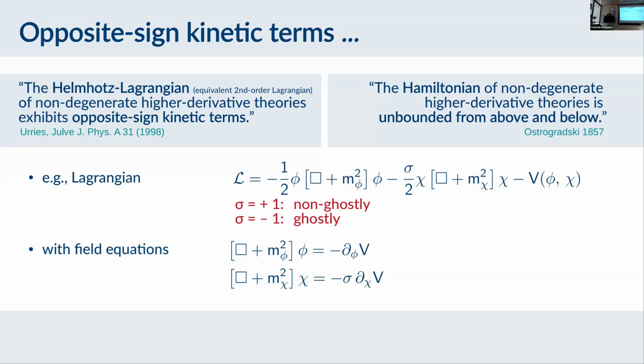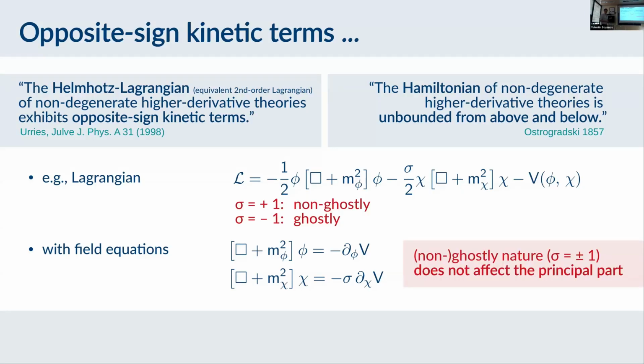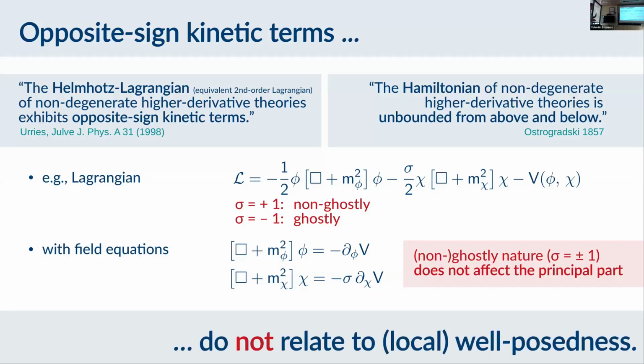Because it's just the question of whether this sigma has its +1 or -1, which is purely in the potential terms. It's not in the highest derivative parts of the equation of motion. And so by that argument, it cannot affect the well-posedness or the principal part of the field equations. And so really the two concepts of Ostrogradsky ghosts or potential instabilities, physical instabilities, and local well-posedness are completely unrelated.